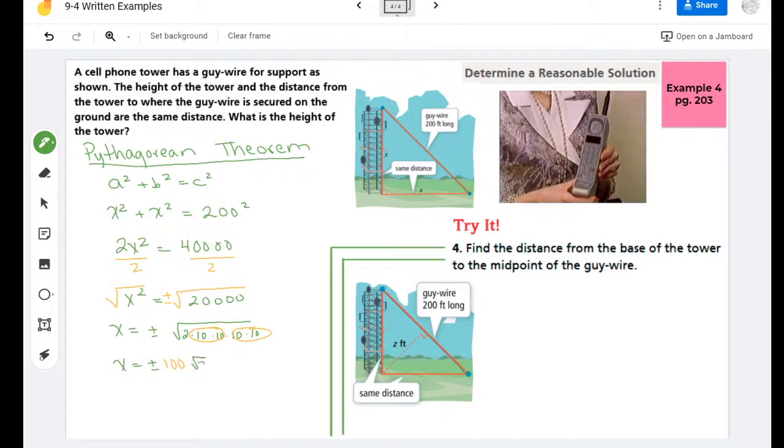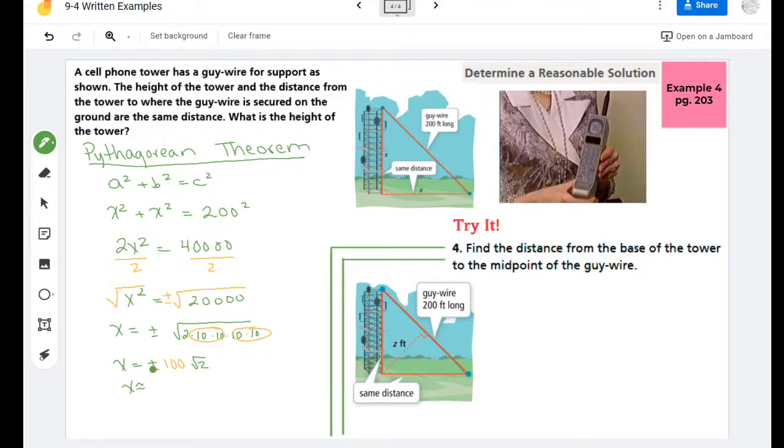root 2. Now let's think about what this is describing, okay? This is the distance or a height above the ground, right? So does it make sense to have a negative height? It doesn't, right? So I'm only going to use the positive value because I can't have negative distances. And it's all based off the context of the problem. So I know I'm not going to deal with the negative, but also, if I'm answering somebody's question, 100 root 2 doesn't quite answer it. So I'm going to find an approximation.